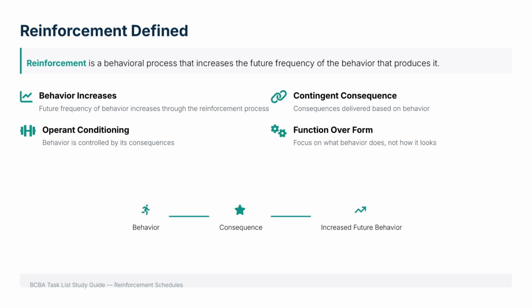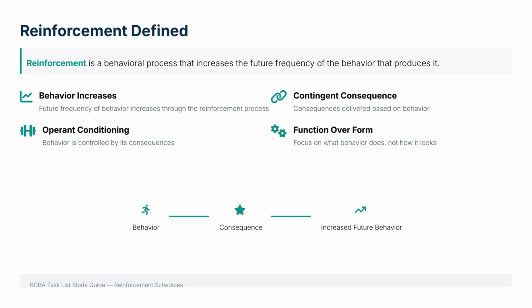Before we go further, let's clarify reinforcement. Reinforcement is a behavioral process in which a consequence increases the future frequency of the behavior that produces it. 3 elements are critical here. First, reinforcement is contingent on behavior. Second, it functions by altering future probability. Third, it is defined by effect, not by form. This aligns with operant conditioning. Behavior is controlled by its consequences. If behavior does not increase, reinforcement did not occur.